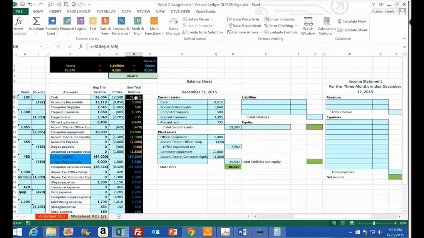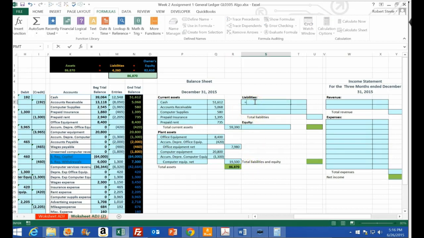If we highlight over here just the green part, we should come up with the same 86,870 because we have the debits minus the credits, the credits being the contra asset accounts, the accumulated depreciation. And we can call this the computer equipment net. Okay, so then let's talk about the liabilities and equity side.